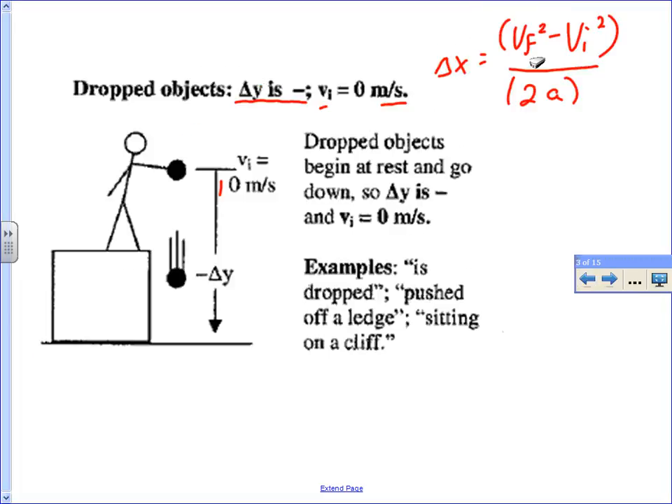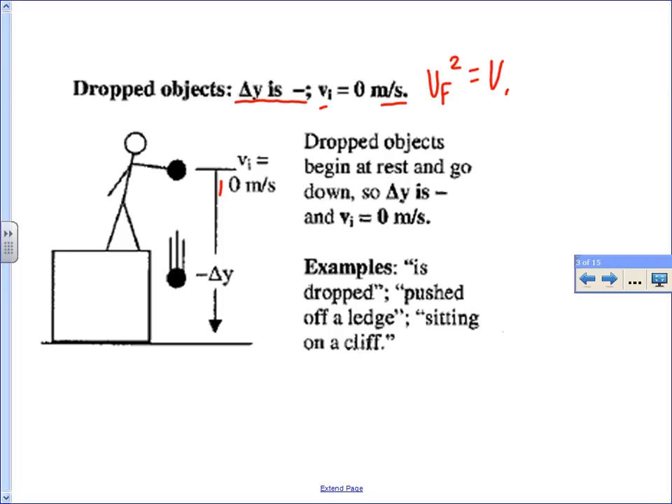When we drop something, we don't care, we're going to be told how high we are. What we'll be doing on this one is solving for VF using VF squared equals VI squared plus 2A delta x. And what we have to do is take the square root of that answer. Because we're solving for VF squared, we want to solve for VF. We have to take the square root of this answer.